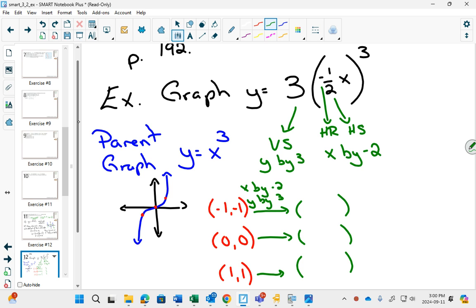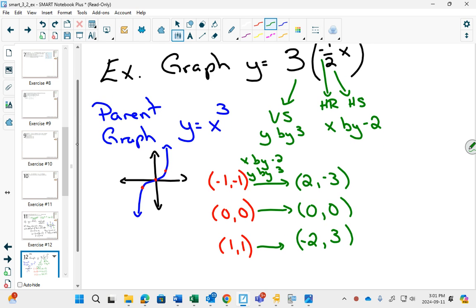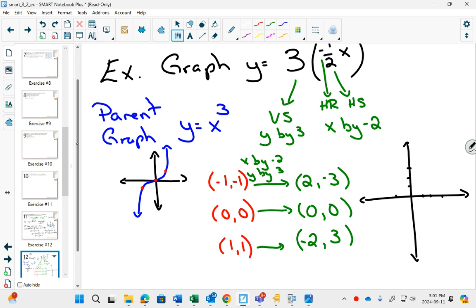So if I do that, this point becomes 2, -3. 0, 0 stays 0, 0. And 1, 1 will now be -2, +3. And maybe I'll just sketch that to the side here. I'm going to label the points 2, -3, 0, 0, and -2, 3.